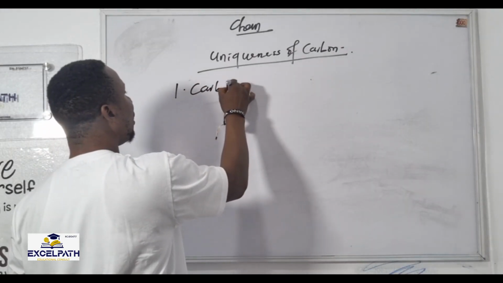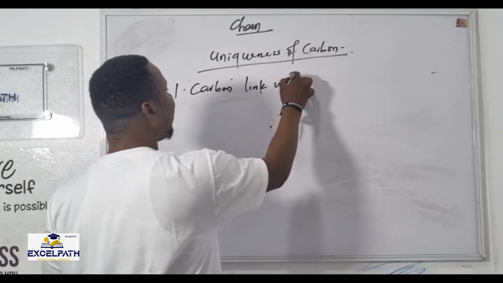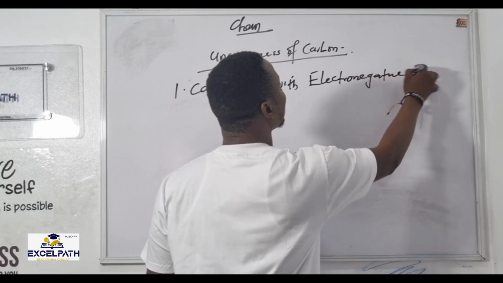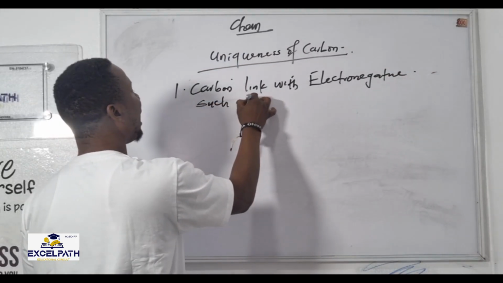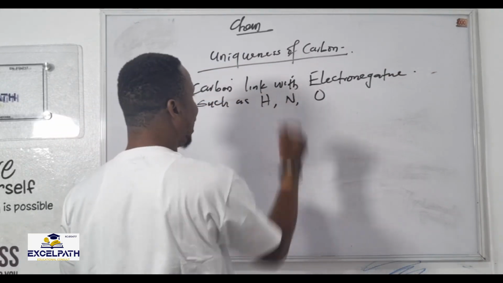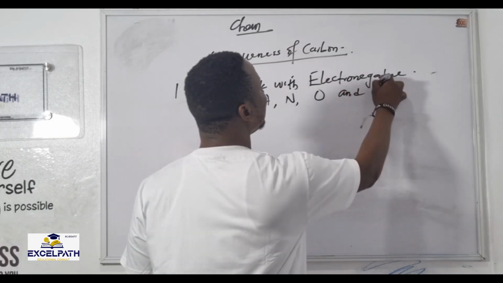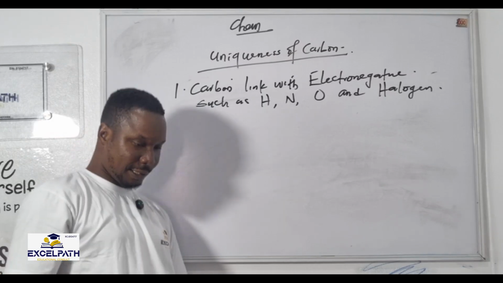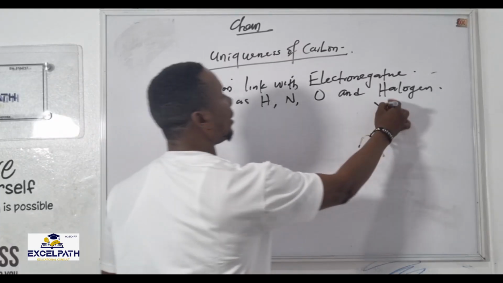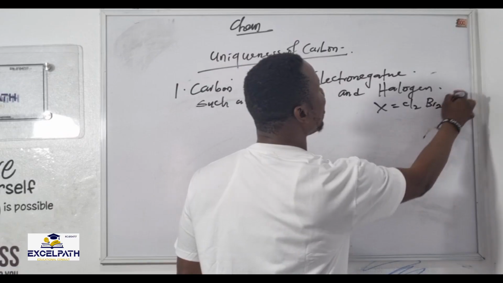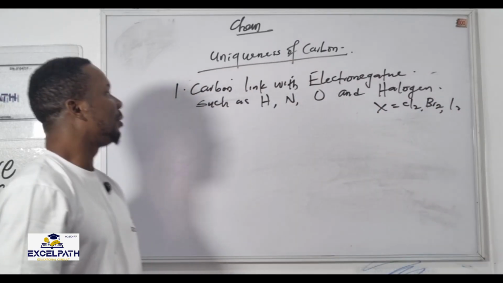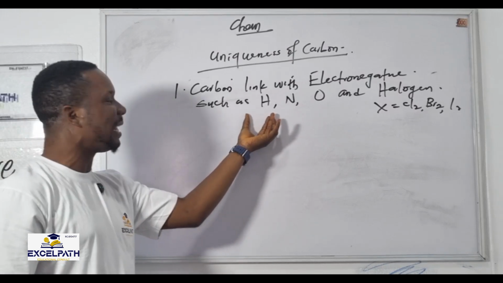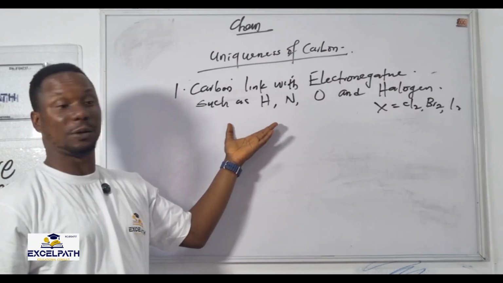Carbon linked with electronegative elements such as hydrogen, nitrogen, oxygen, and the halogens. You know, I told you what this is. The halogens is talking about X: chlorine, bromine, and iodine. They are the group 7 elements. So carbon is very unique to an extent that it links with some elements that are electronegative, although hydrogen is electropositive too.